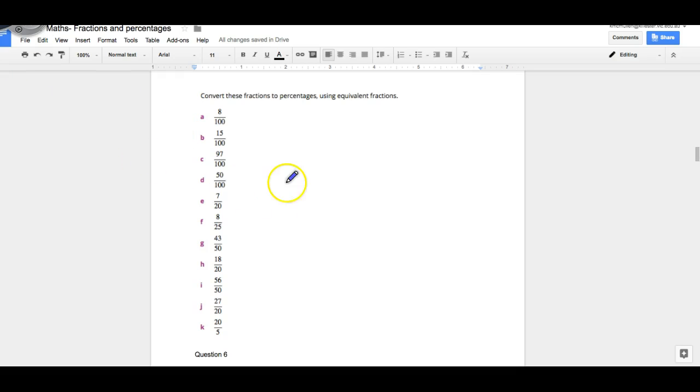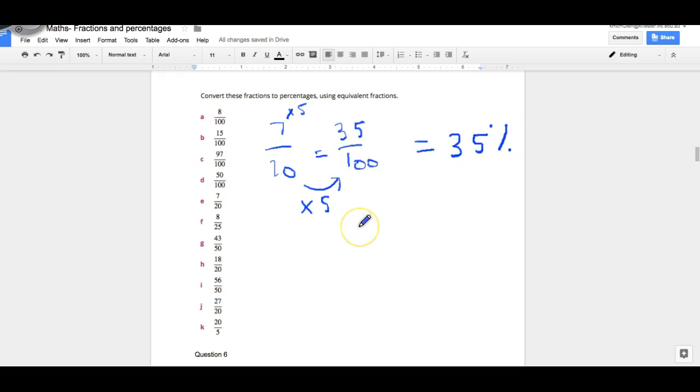Let's go down and do some harder ones. So we'll do E first of all, which is 7 over 20. And just like we did before, we'll do it over 100. So what do we need to multiply 20 by to get to 100? We multiply it by 5. And whatever we do to the denominator, we do to the numerator. So 7 times 5 is 35. Now we have it out of 100. So we've got 35%.